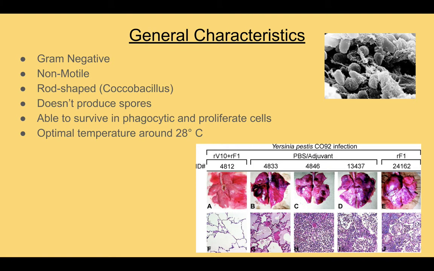This bacteria additionally is non-motile, so it does not move within the media. And lastly, the bacteria is a mesophile, so it prefers temperatures around 28 degrees Celsius. It is also able to survive in phagocytic and proliferate cells, so in case it is hosted inside the body, it is not able to get digested by the system of the human or animal.